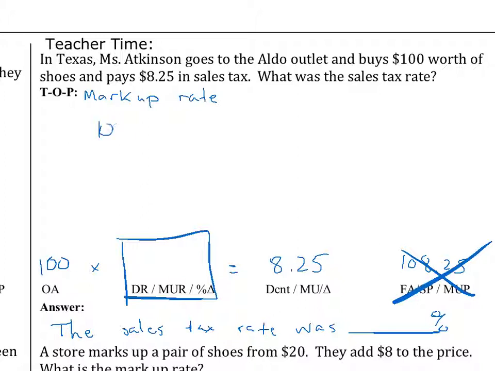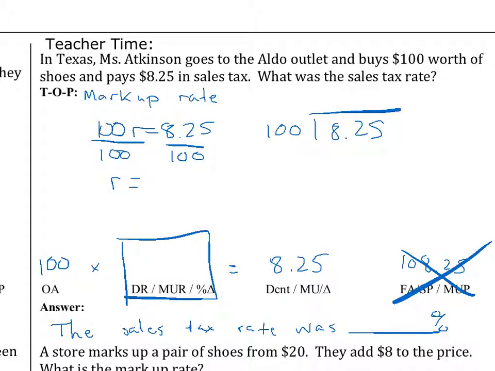Make an equation. 100 times R is equal to 8.25. Divide both sides by 100. R is equal to 8.25 divided by 100. 100 goes into 8, 0 times. 100 goes into 82, 0 times. 100 goes into 825, 8 times. That gives me 800. It's 25. Bring down the 0. 100 goes in 2 times.